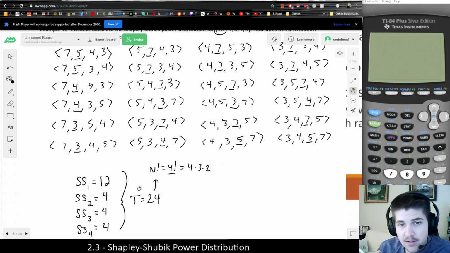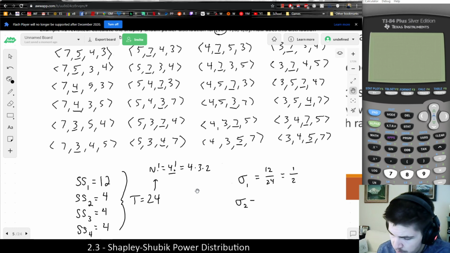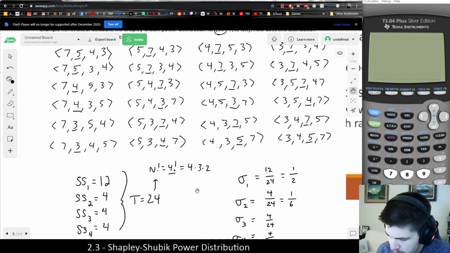And basically, each player's Shapley-Shubik power index is their individual power level divided by the total. So player 1 was pivotal 12 times. We just take 12 out of 24 to get their power level, which is equal to 1/2. Player 2 was pivotal 4 times out of 24, which would reduce by 4 down to 1/6. And player 3 and player 4 had exactly the same power levels as player 2, which are 1/6.